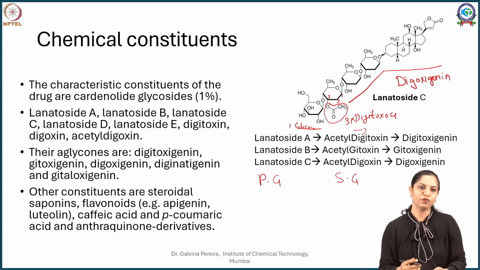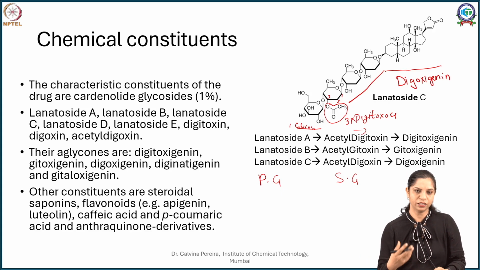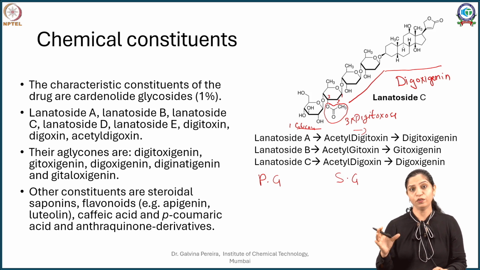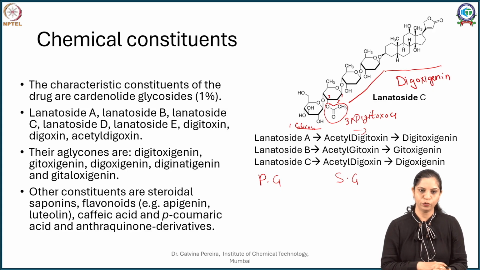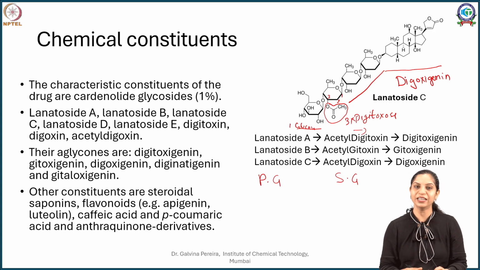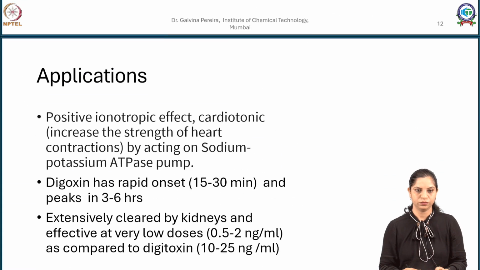Apart from that, it has other moieties also, like diginatigenin, which is coming from lanatoside C, and gitaloxigenin. Apart from cardiac glycosides, you have steroidal saponin derivatives, flavonoids, apigenin, luteolin. Again, you have cinnamic acid derivatives and some anthraquinones which are also present in this plant.